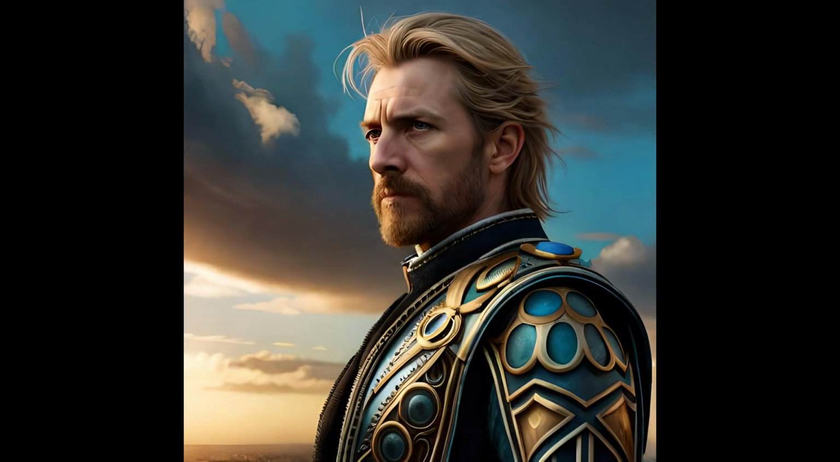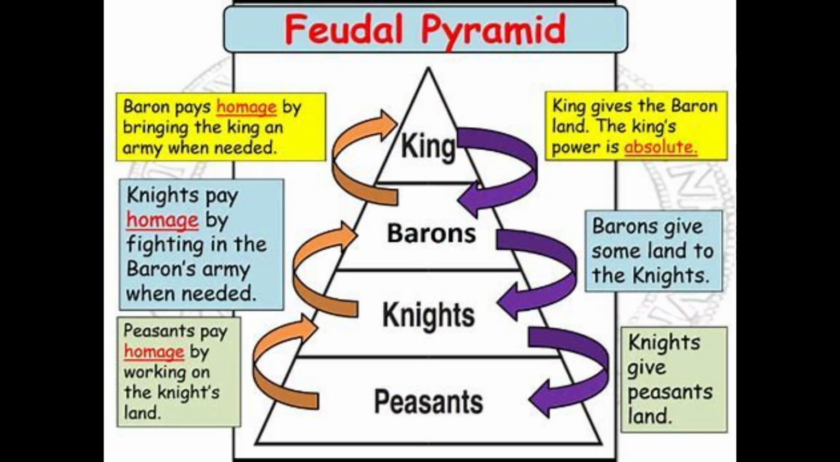To sum up, the English nobility was a multifaceted structure that shaped the medieval world in profound ways. Each class, from the powerful aristocracy to the influential gentry, had its own unique role and responsibilities. The interactions and duties of the nobility were pivotal in maintaining the social and political order of the time.